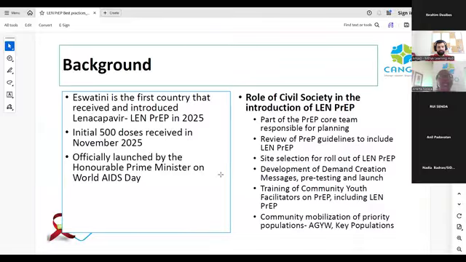As part of the response to the HIV prevention efforts, Eswatini is one of the countries that received and introduced lenacapavir in December 2025. Eswatini has been progressively trying to respond to reducing HIV infections, as I've mentioned in the statistics of our HIV response. However, lenacapavir came in as a game changer globally, and for us in Eswatini as well. We initially received 500 doses in November through the support from the Global Fund and the partnership with Gilead, and it was officially launched by our Honorable Prime Minister on December 1st, World AIDS Day.